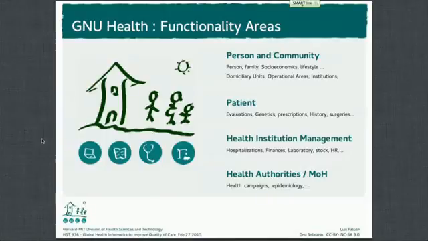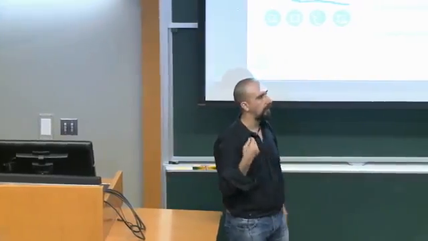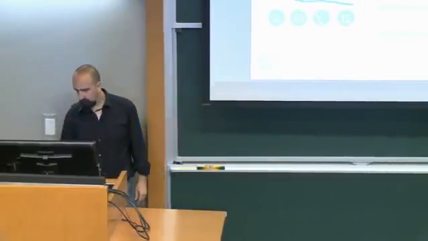The next step would be, well, now how do we take care of the health institution itself? Stock, finances, hospitalization, lab, operations, surgeries, and so on. And finally, we have to make sense of all the data that we've been collecting on those 3 prior steps. That's where the Ministry of Health jumps in. And that's where we get data aggregation, epidemiology, demographics, and so on.